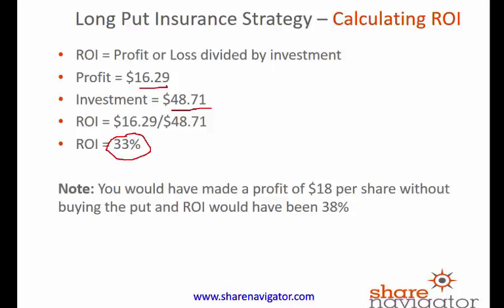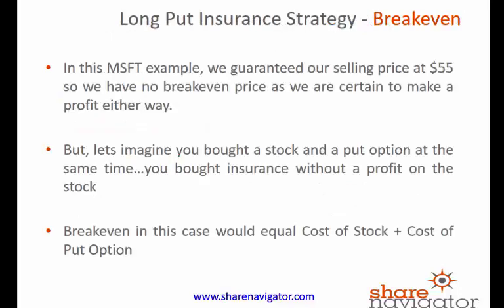Now, if you didn't buy the put option and the shares did get to 65, your return on investment would have been 38%. But reserve your judgment on this until you do your profit and loss tables after this piece, because you will see there that if you didn't buy the protection, you would have been in trouble on the stock if the share price fell dramatically. So that's the trade-off you've got to weigh up for yourself.